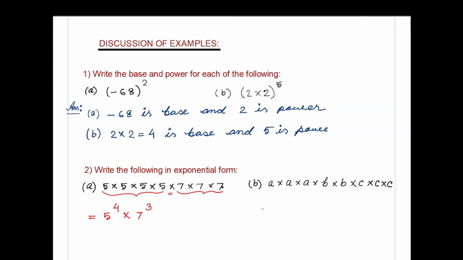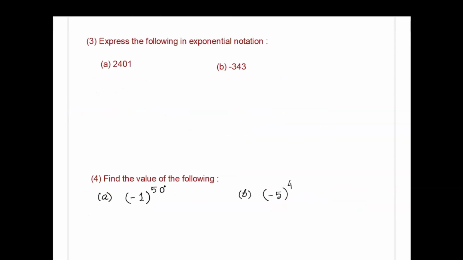In the next question, see, every term is a variable. Here a, b and c, 3 variables are there and all are multiplying. So a is how many times? 3 times. b is 2 times and c is also 3 times. So this is the exponential expression. Understood? Next, come to the next topic.